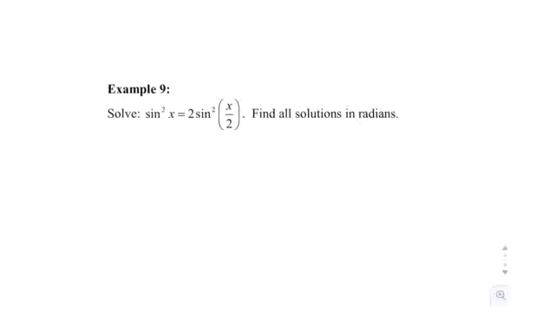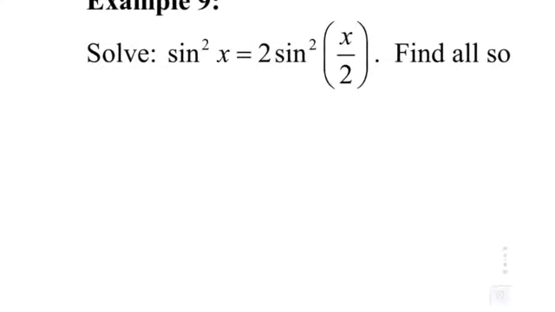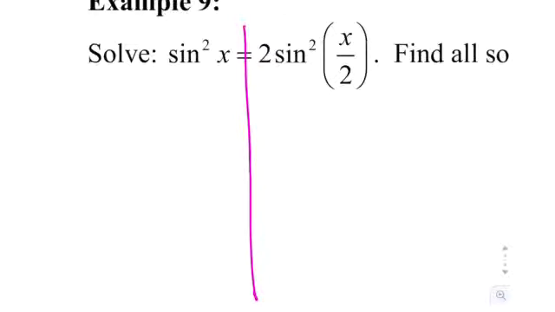How many more? Oh, we got some more. Okay, let's go. Example 9. Solve, not prove. If the instructions say solve and you're drawing a line down the middle, you have been tuning out. Because we only do that when the instructions say prove. When it's solve, we need to find the values that make it true.